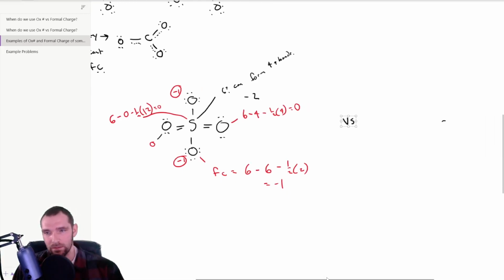So you could look at that and you could compare that formal charge to the same thing but slightly different. So it might be something like this. So instead of double bonds, now you've got a single bond here.